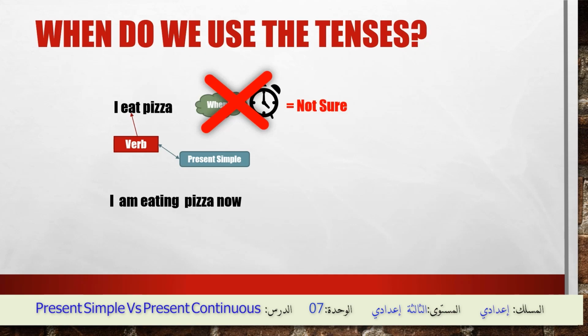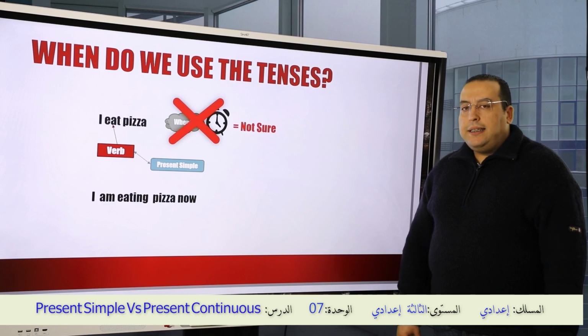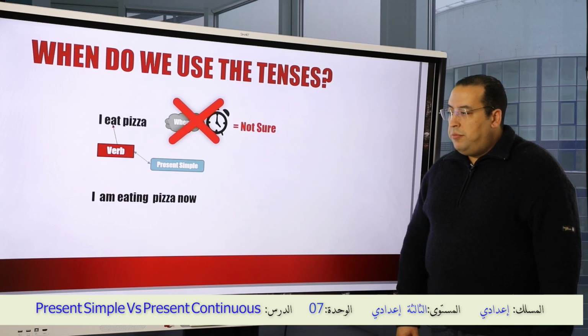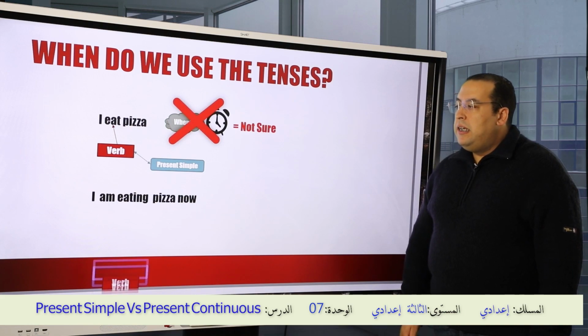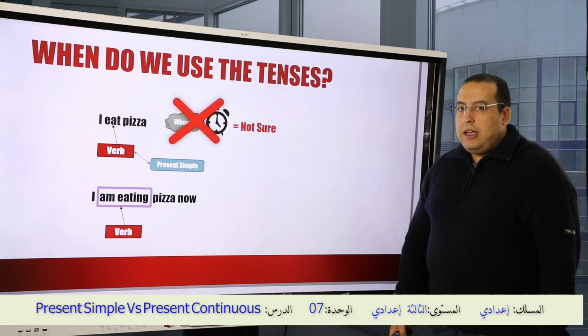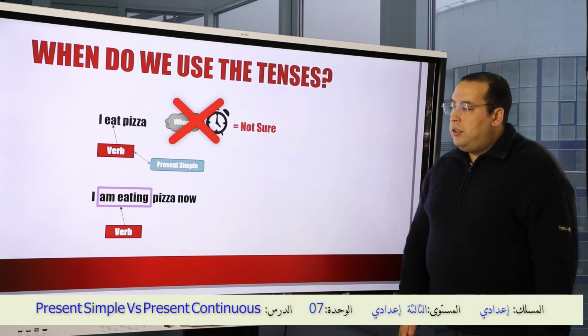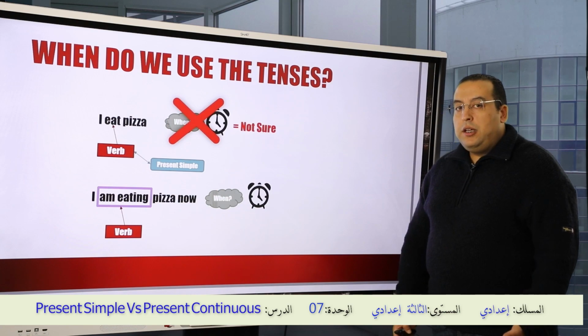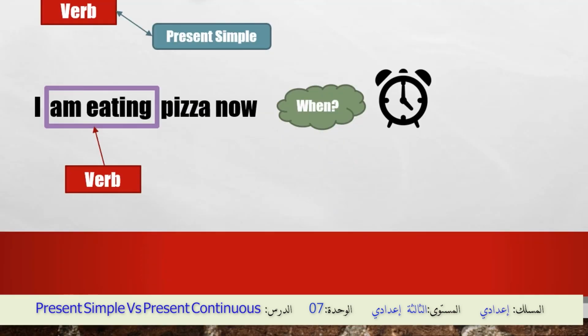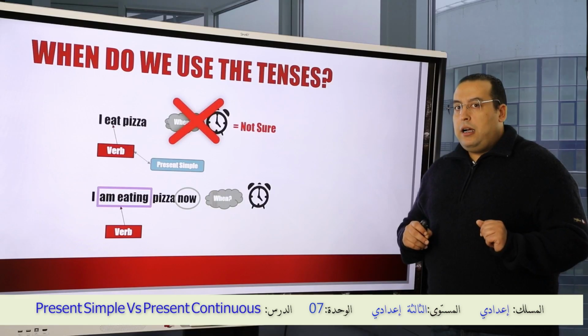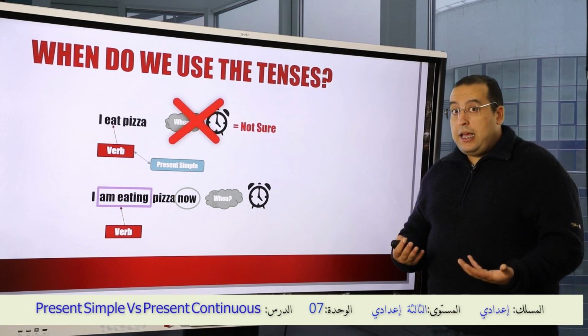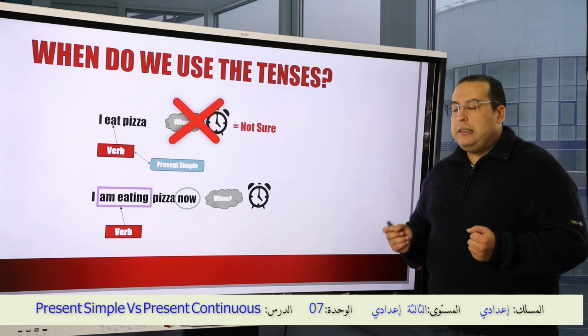Now, let's notice this second example. I am eating pizza now. So you notice the difference? We have, instead of eat, I'm eating. So, if you ask the question again, when? We know when because we have the expression of time now. Now is called expression of time. It indicates that I eat pizza now. That's why I should say exactly, I am eating pizza now.